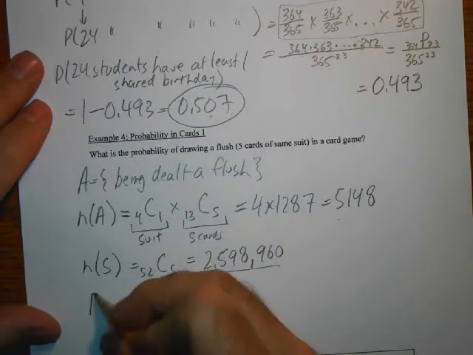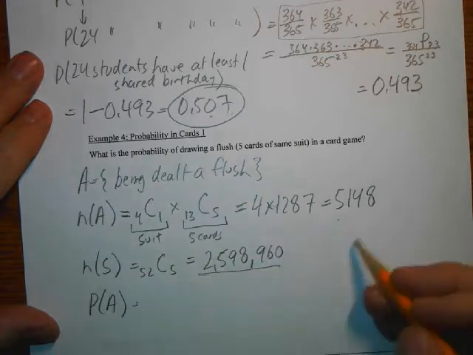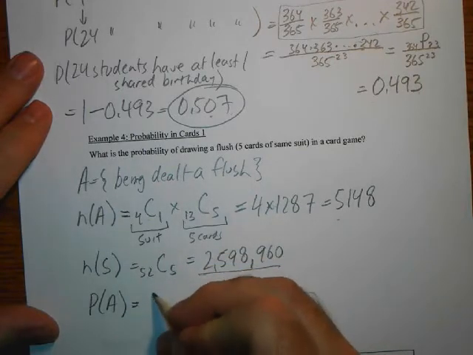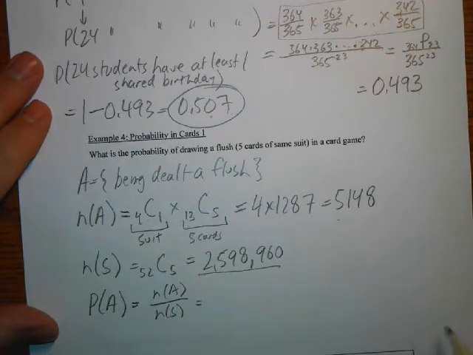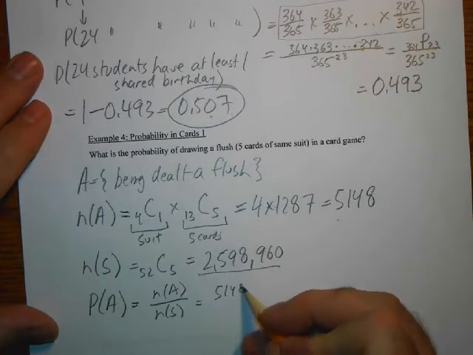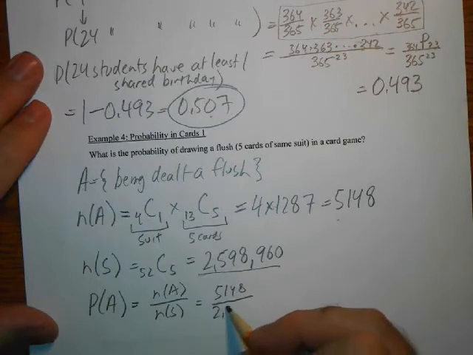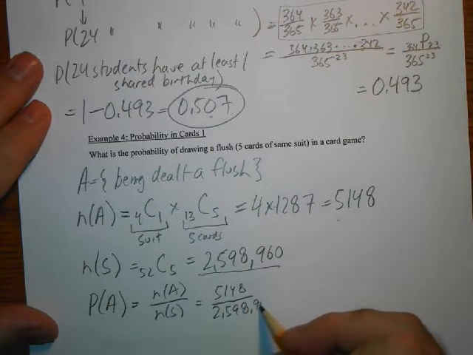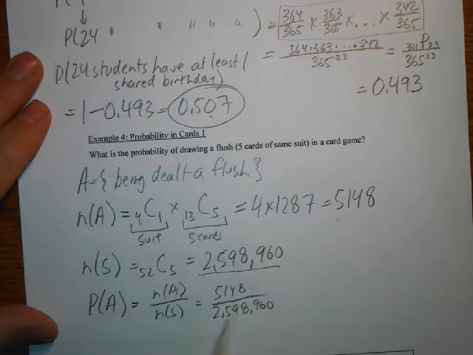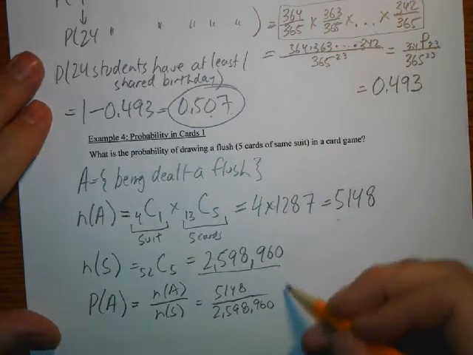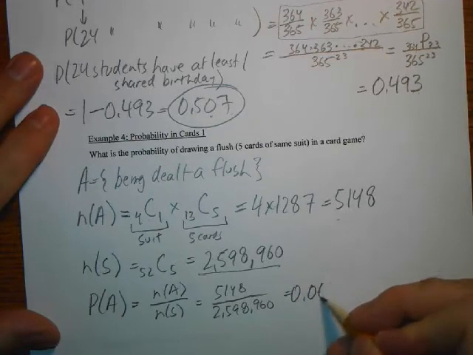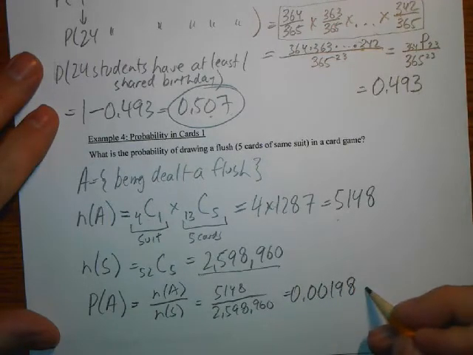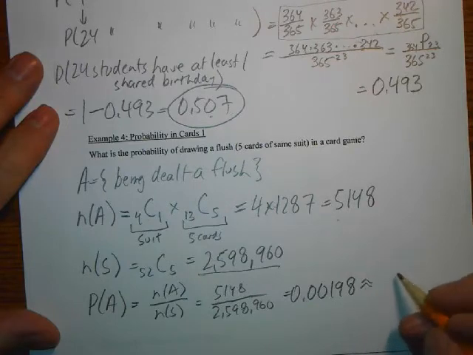Now, to get the probability of getting a flush, I just take those 2 numbers and use them. NA over NS, so that's 5148 over 2,598,960, and you can see it's pretty low fraction there. It works out as a decimal to 0.00198, which is about 0.198%.